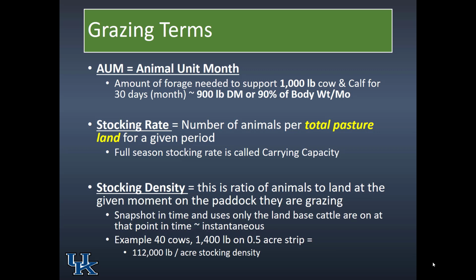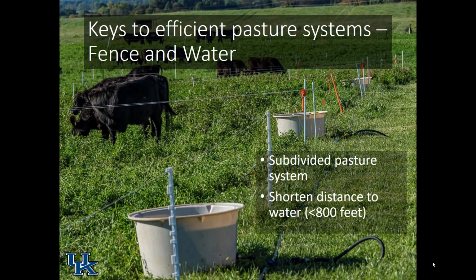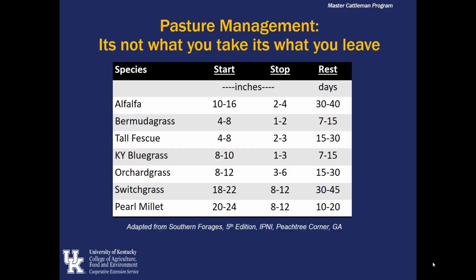Obviously, stocking rates are usually lower than the stocking density of the moment when you have a subdivided pasture system. So the keys to an efficient pasture system are going to be fence and water. We're going to spend the rest of our lecture talking about a subdivided pasture system and also shortening the distance to water, getting it less than 800 feet, and make a point or two about that.